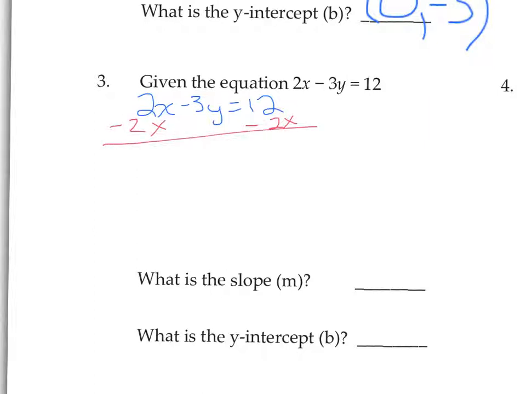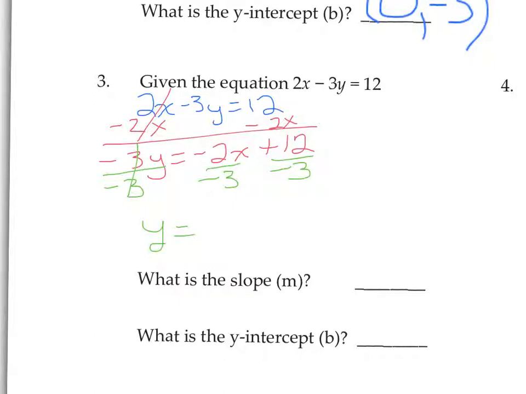That will leave us with -3y equals -2x plus 12. And then we need to divide by this -3 to get the y isolated. So that leaves us with y equals. All right, this is a little tricky. Don't forget, a negative divided by a negative makes a positive. So this is going to be a positive 2/3 x. And then you have this 12 divided by -3 makes -4.